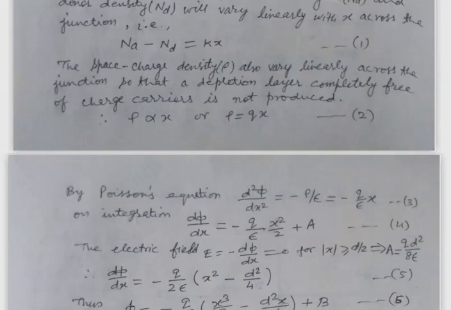Now the one dimensional Poisson's equation is given by d2 phi over dx square equal to minus rho over epsilon, and since rho equal to qx, this is shown by equation number 3, where phi is the potential. Now integration of this equation 3 with respect to x will give us d phi over dx equal to minus q x square upon 2 epsilon plus a constant of integration.